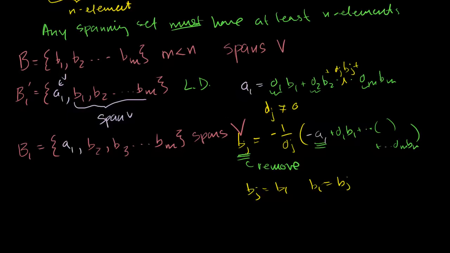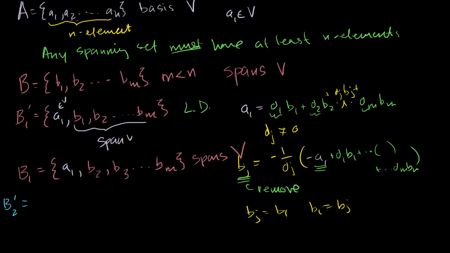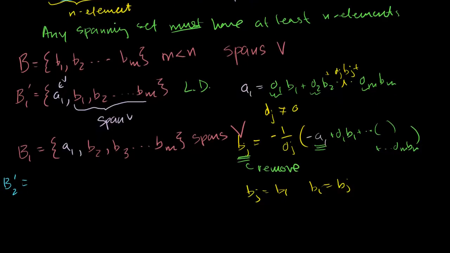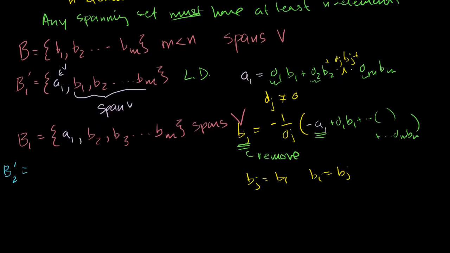Now let me create another vector. Let me do a new color. Let's say I have the vector B2 prime. And what I'm going to do now is take another element from our basis of V. I'll take the second element, A2, and throw it on this guy. So now we have the set. Let me write it this way: B2 prime is equal to, I'm just going to add A2 to this guy. So you have A1, A2, and then you have all the rest of these guys, B2, B3, all the way to BM. And of course, this still spans V.